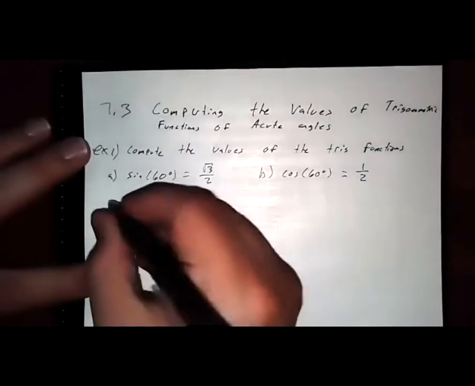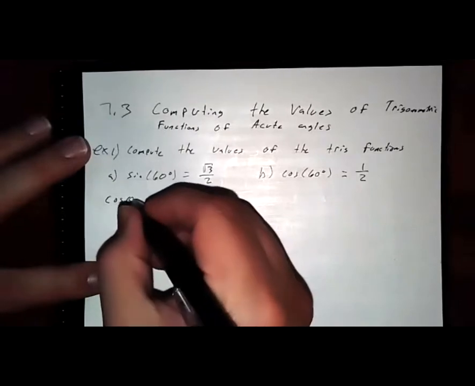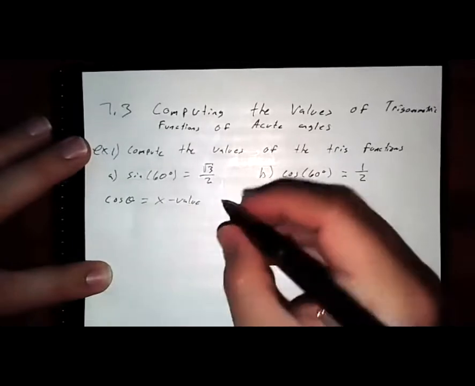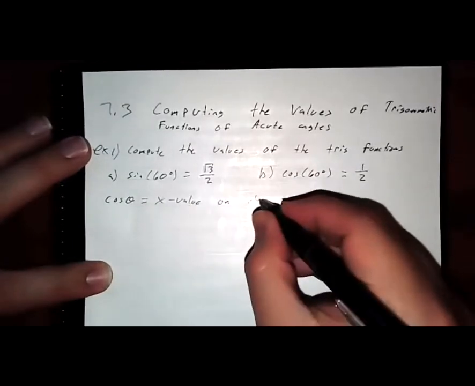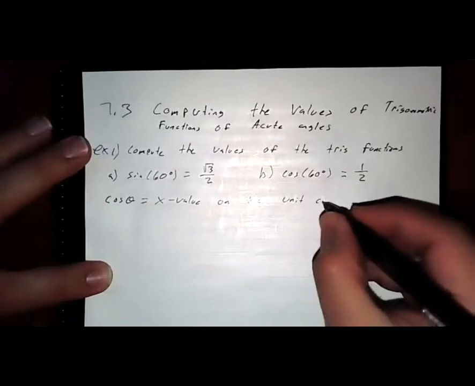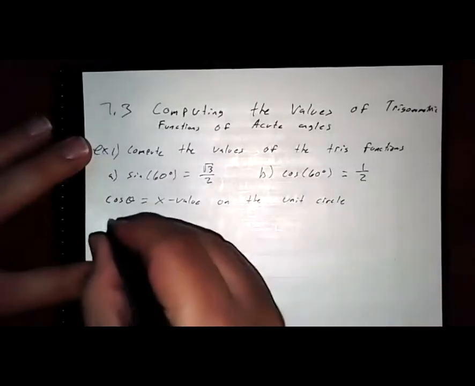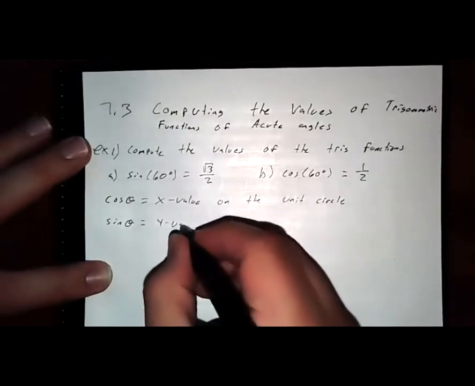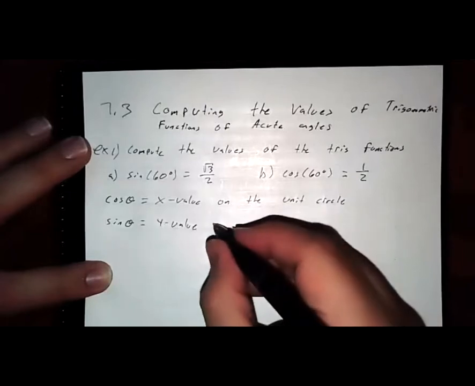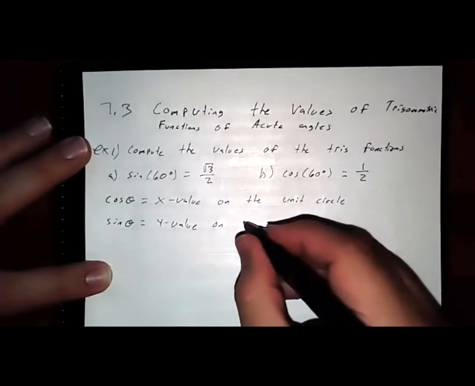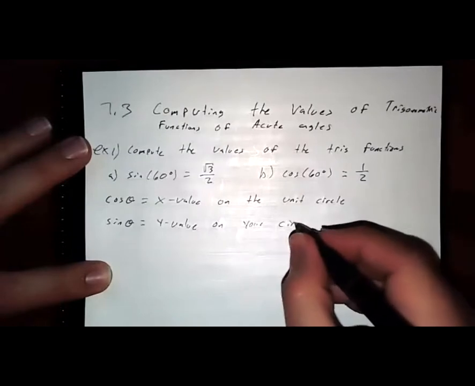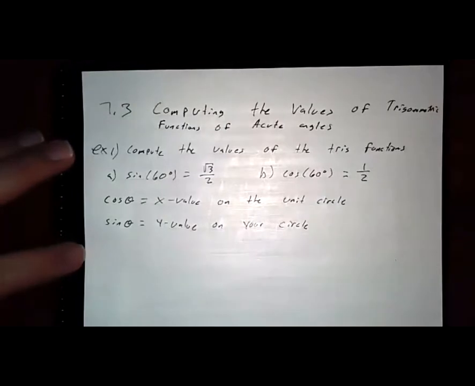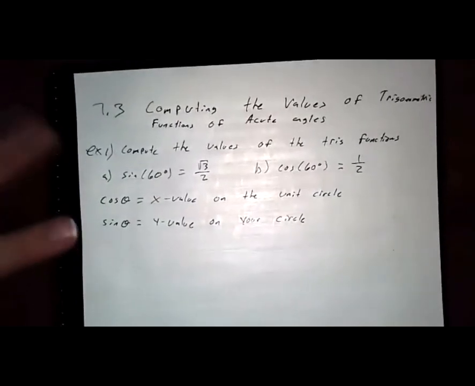Okay, so cosine theta is equal to the x value on the unit circle, assuming they picked a nice theta. Sine theta is equal to the y value on your circle. Are there any questions on this idea here?